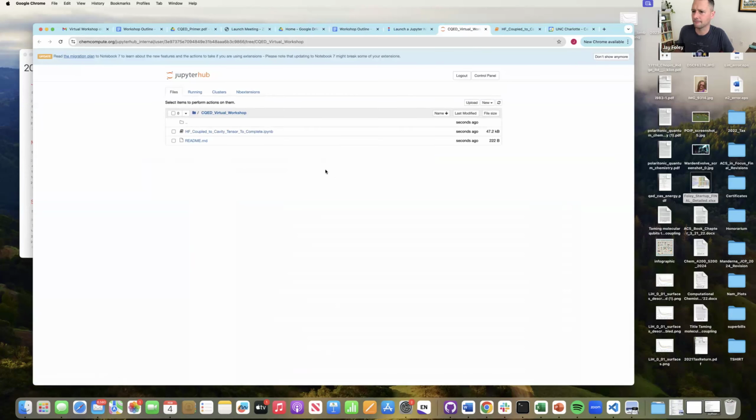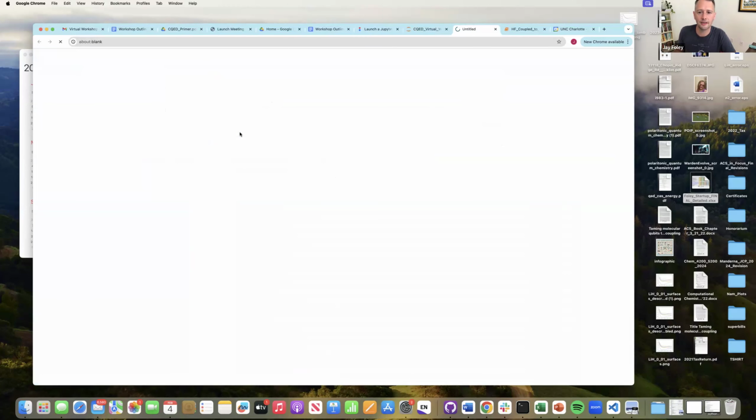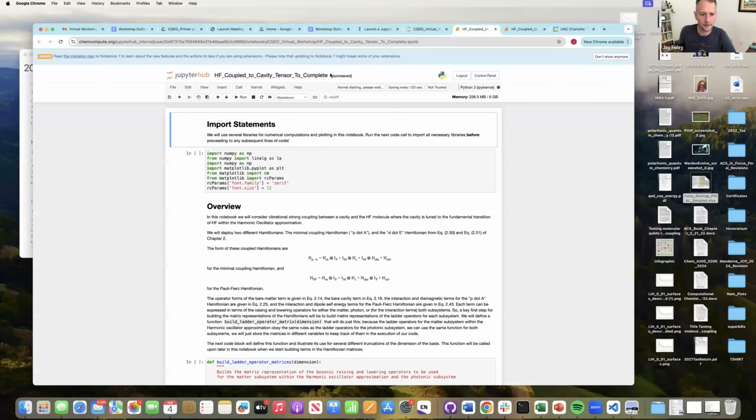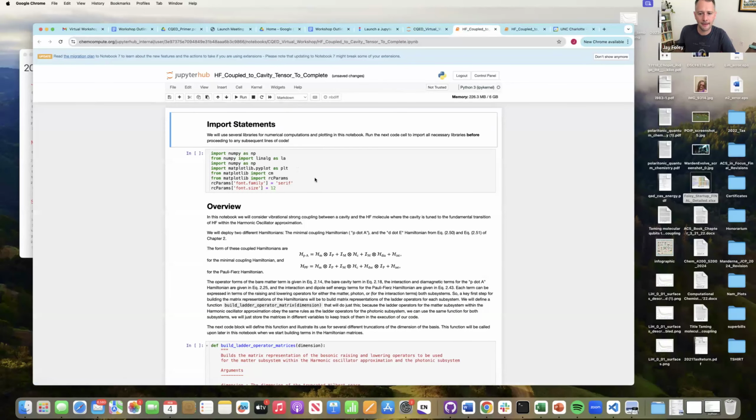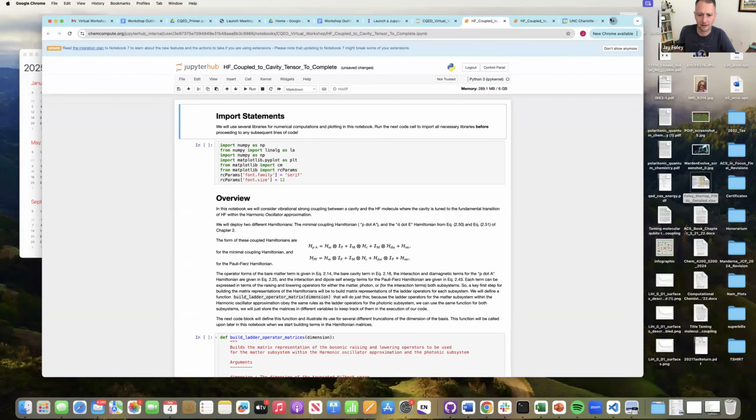Okay, great. Then if I've cloned this repo, it's just going to populate my main screen. Now what I'm going to do is click on the notebook to open it. All right. And what you can see is some of the text about what we're going to do. I'll read a little bit of this text, but for the most part, I'll just try to focus on demonstrating the notebook.